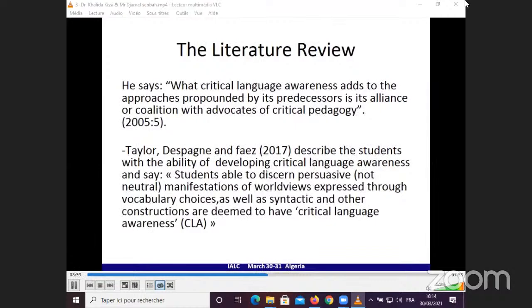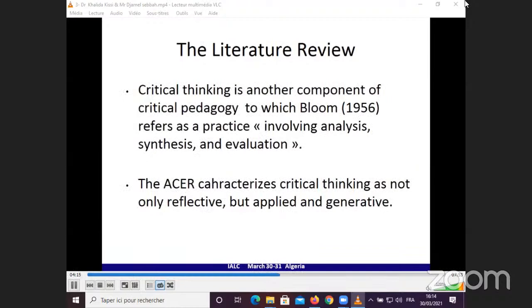The student's involvement in the understanding and the construction of texts and meanings is favored by the skills of critical pedagogy, namely critical language awareness and critical thinking. The former, according to Taylor et al., 2017, is a quality found in students who are able to discern persuasive, not neutral, manifestations of worldviews expressed through vocabulary choices as well as syntactic and other constructions. The latter is, according to Bloom, 1956, a practice involving analysis, synthesis, and evaluation, which Edges, 2014, put in a set of sub-skills: understanding, applying, analyzing, evaluating, and creating.